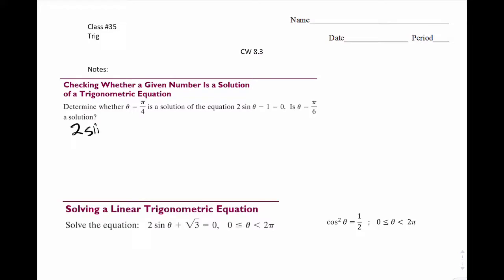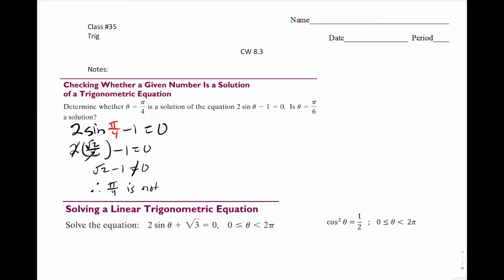2 sine. Notice how I'm going to plug in pi over 4 for theta. And we're going to see if this actually works. So 2 sine pi over 4, that would equal root 2 over 2. Minus 1 equals 0. Cancel. Root 2 minus 1 equals 0. That's not true. Therefore, pi over 4 is not a solution.